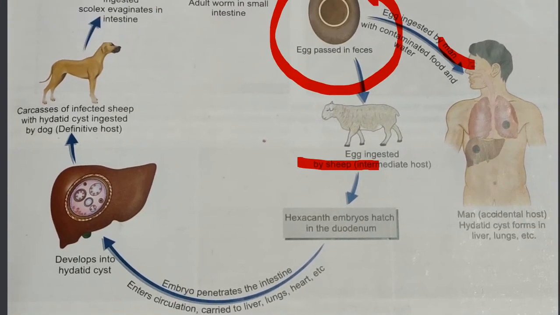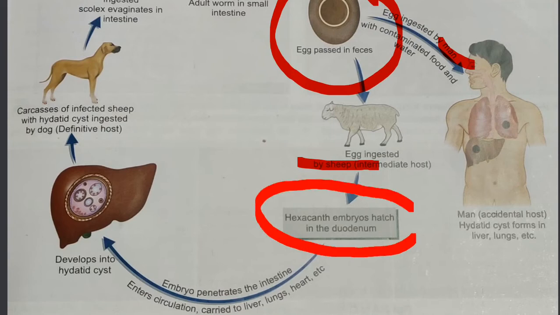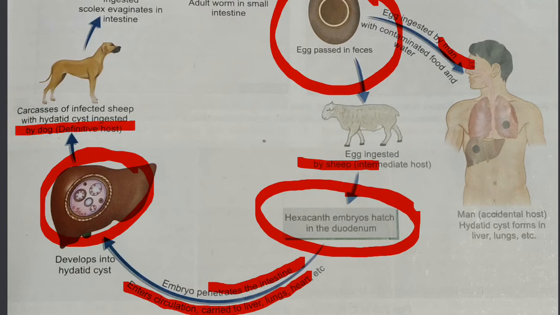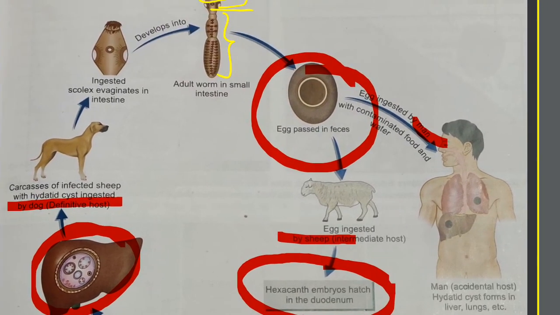Then hexacanth embryos hatch in the duodenum. This embryo will penetrate the intestine and enter the circulation, and it will reach the liver, lungs, heart and various organs. In the liver they develop into a hydatid cyst. Once the animal dies, the dog again will feed on that animal and get the larval stage, and the adult worm develops, for the dog is the definitive host.